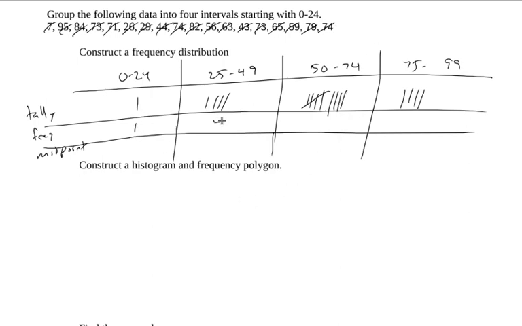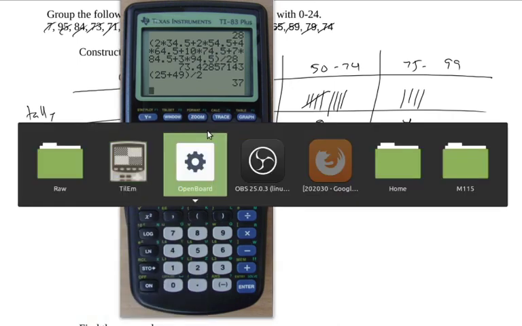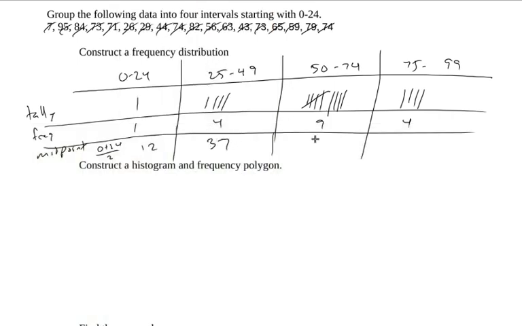Alright, so we have a frequency of 1, a frequency of 4, a frequency of 9, and a frequency of 4. For the midpoints of each of these ranges, remember we add these two things together: 0 plus 24, divide that whole thing by 2, this gives a midpoint of 12. For this one, let me pull out the calculator, 25 plus 49 divided by 2 gives us a midpoint of 37. Then a midpoint of 62, and a midpoint of 87.